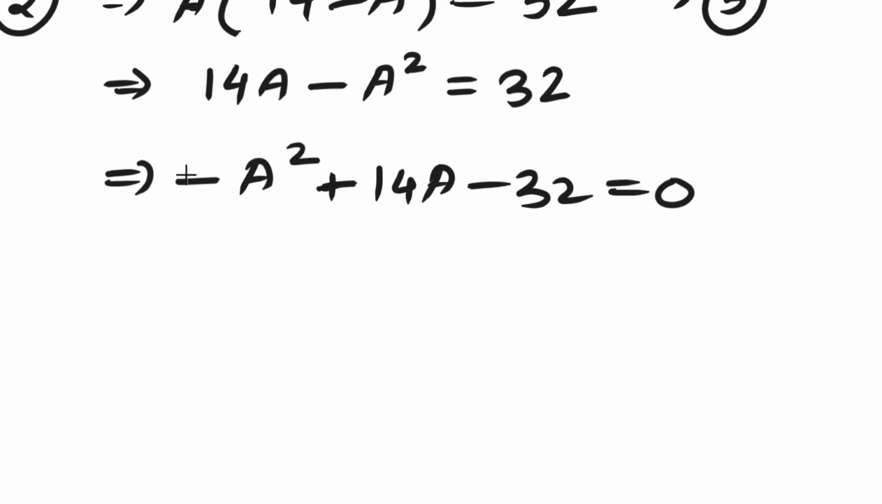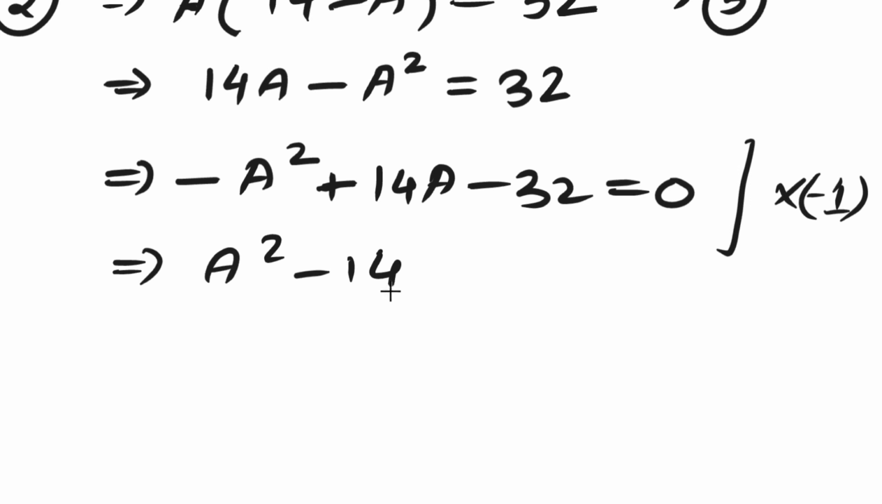Notice that the coefficient of a squared is negative. Although we could continue like this, it is usually easier to work with a positive leading coefficient. So let's divide every term by negative 1. When we do that, every sign changes, giving us a squared minus 14a plus 32 equals 0. Now we have a standard quadratic equation.